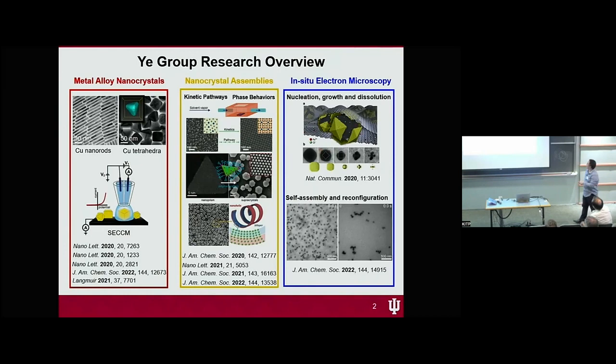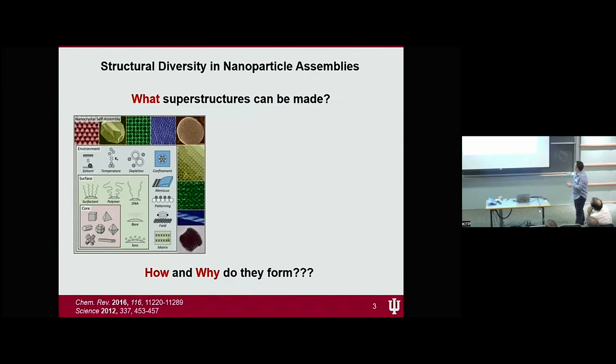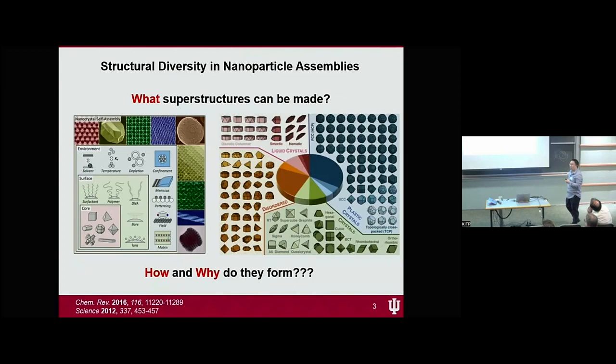So I guess I don't have to motivate too much the structural diversity in nanoparticle assemblies. The primary question my group is trying to address is, in addition to what superstructures can be made for given building blocks, we are more interested in how and why those superstructures form. To answer that question, one way is to do experiments, especially being able to probe the self-assembly process using in situ techniques.